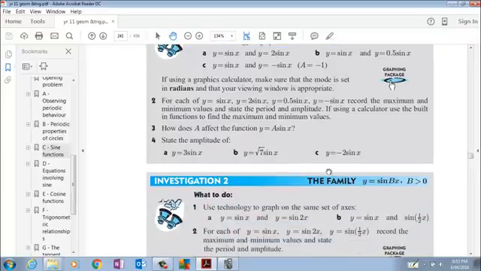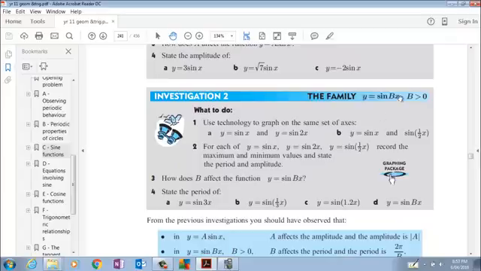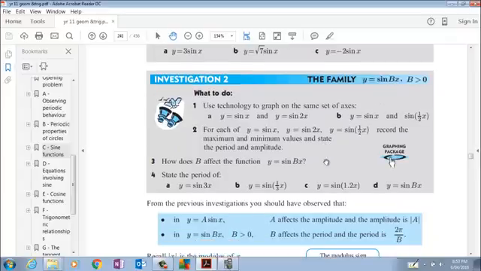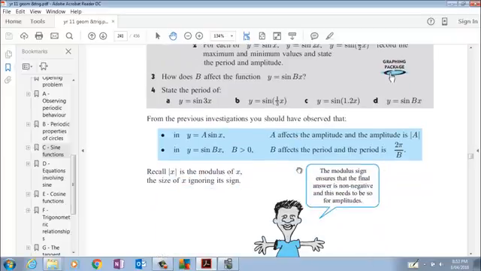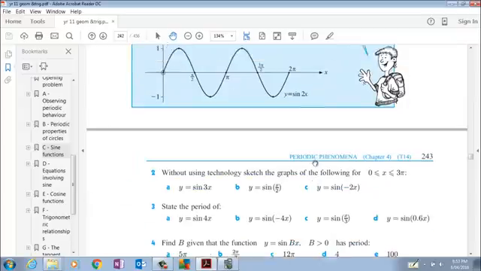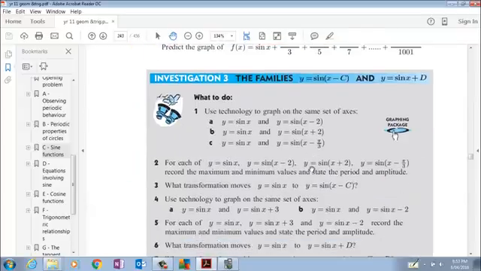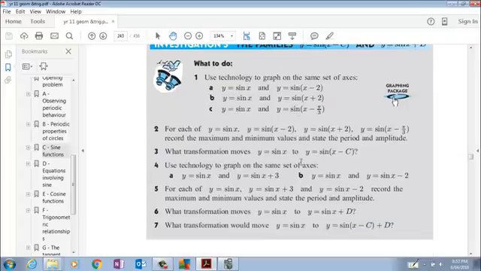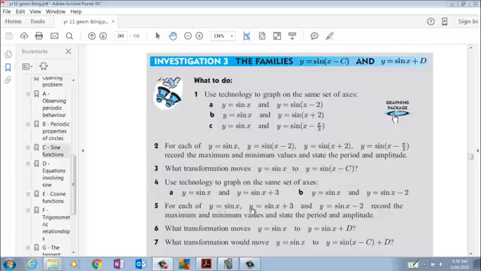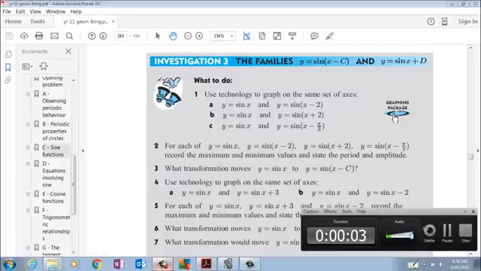Now you try investigation 2 to see what B does. They change the numbers, but it's in between the sine and the x. And then there's another investigation later on, which you can also try, which is here. This is where they've got x take c and x plus d. So you can try that one there. Just pause the video, come back for the solutions.